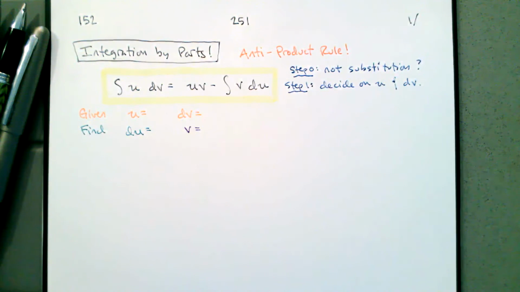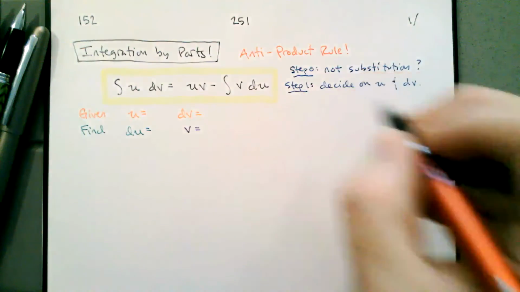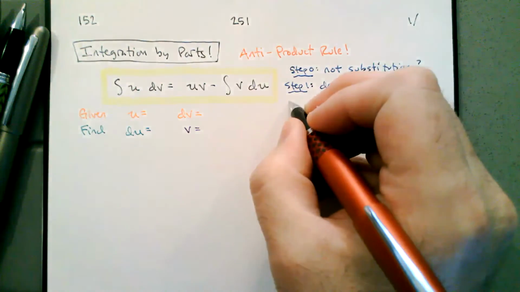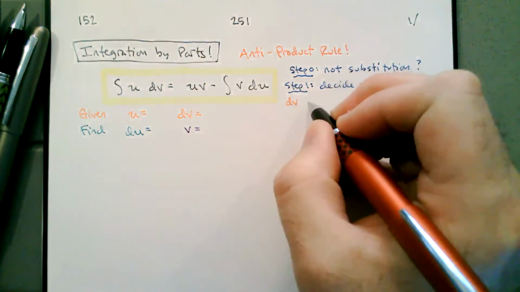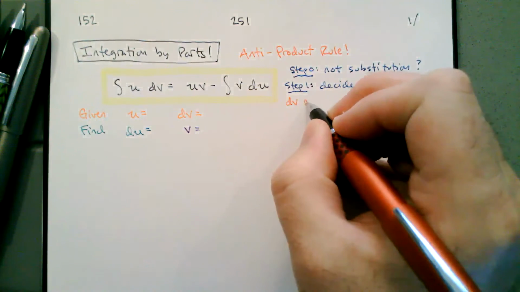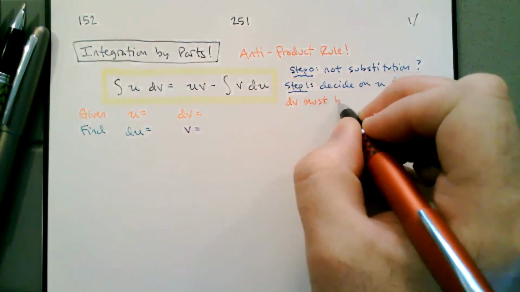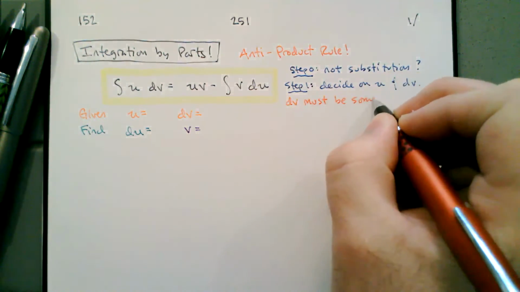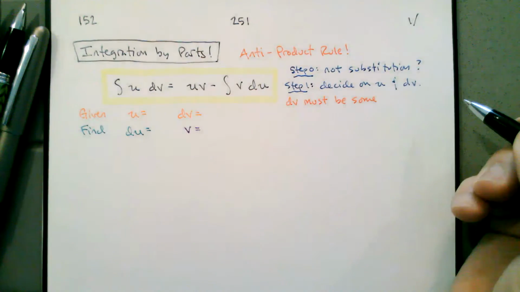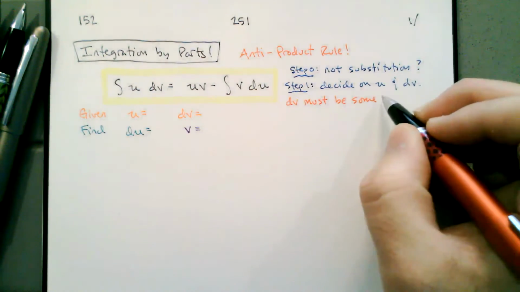We have to decide on what's u and what's dv. This is where we have to make a choice. Our choice should be guided by what dv is. dv needs to be something we can integrate. That's the only rule that we need. dv must be something we can integrate. We already have to know the antiderivative of whatever we call dv.